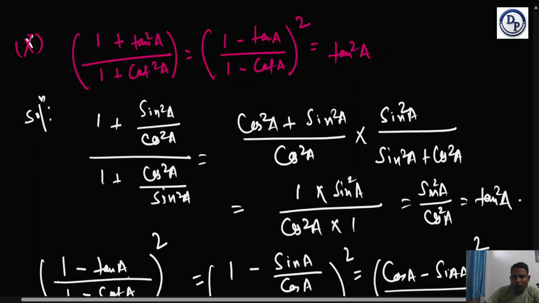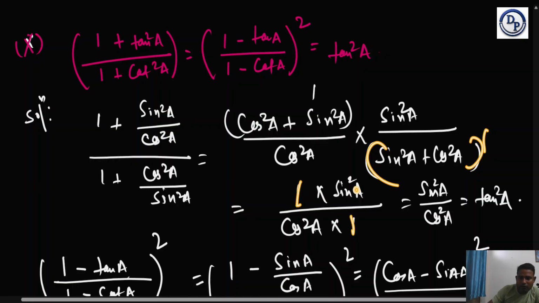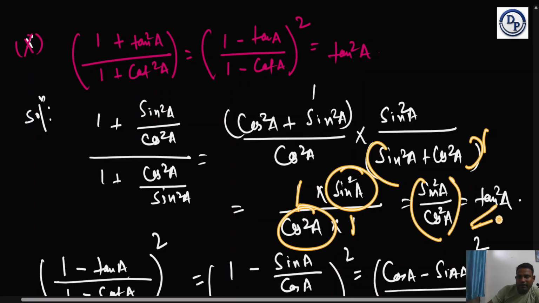Understood? Now from here as well, we know this becomes what? 1, because this is cos²A + sin²A. This gives us 1. Similarly, this is sin²A + cos²A. This also gives us 1. So this is 1 by 1. We got sin²A divided by cos²A. So this sin²A by cos² is tan²A.